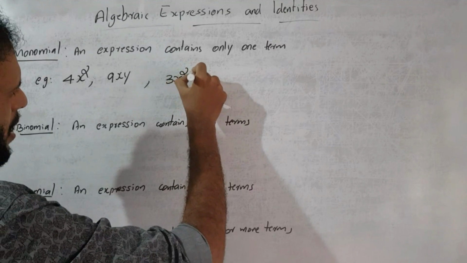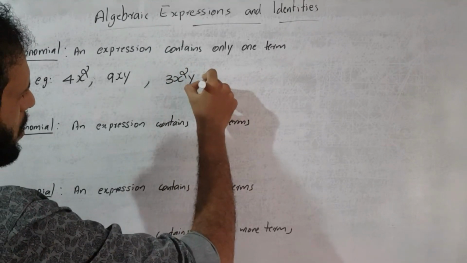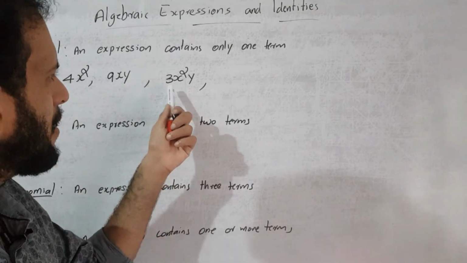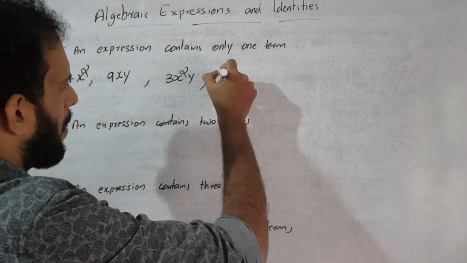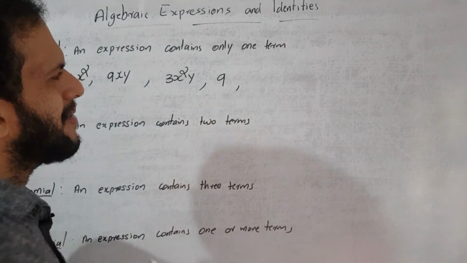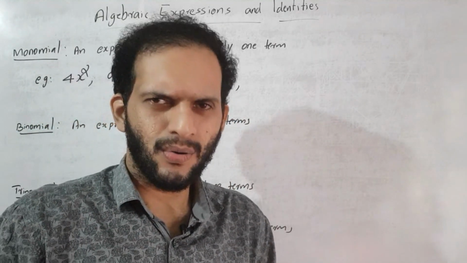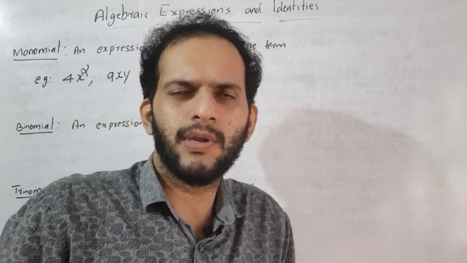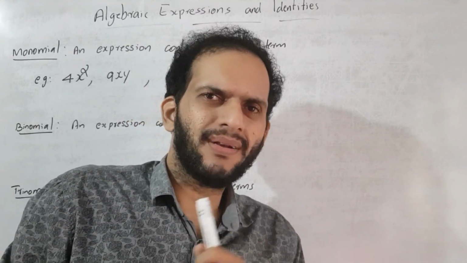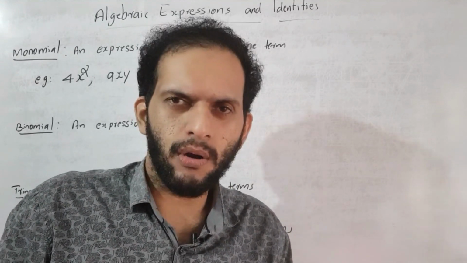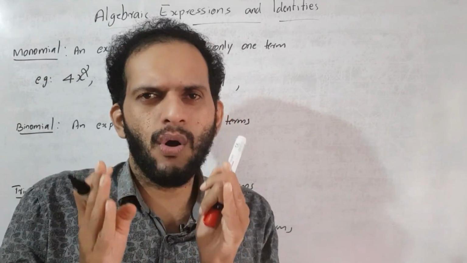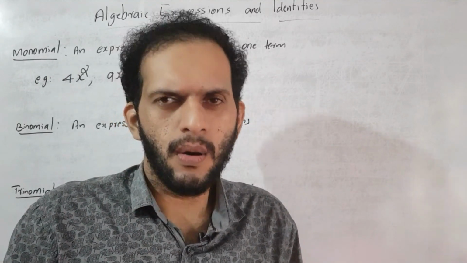3x square y is an algebraic expression that contains only one term. The number 9 is a constant. Here we do not have a variable, but how many terms are in this expression? Only one term, so 9 is also called a monomial. Then what is a monomial? Any expression that contains only one term is called a monomial.